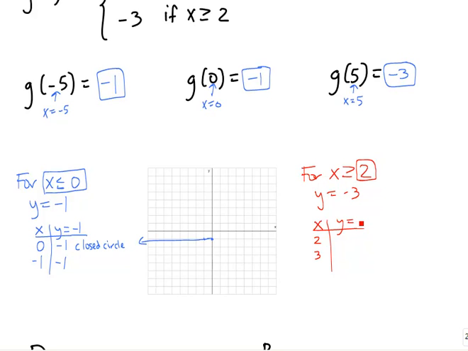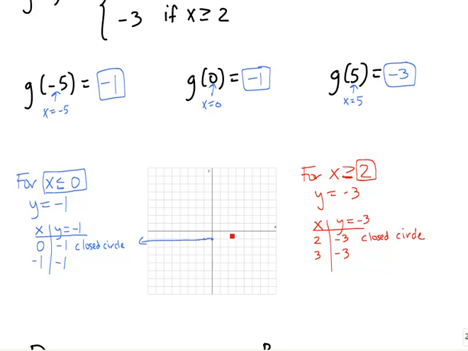And remember, my rule was y equals -3. There's no x in that rule, so it's independent of x. No matter what my input is, my output's always -3. So if x is 2, y is -3. If x is 3, y is still -3. So these are my 2 points that I'm going to plot. Because 2 had an equal bar in the inequality, that means I get to include it. So this 2, -3 point needs to be a closed circle. And that's going to be my starting point.